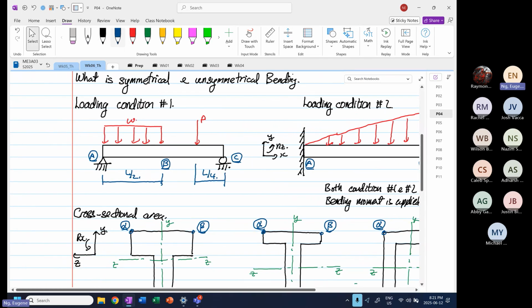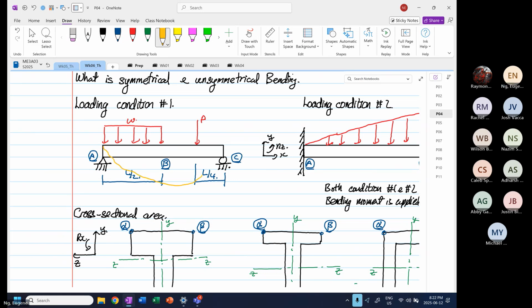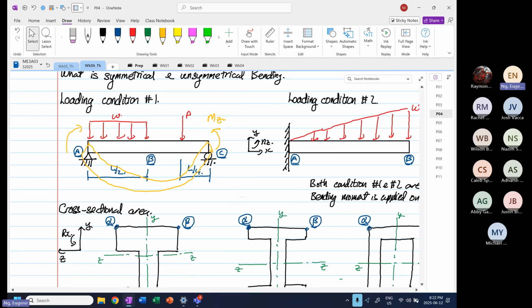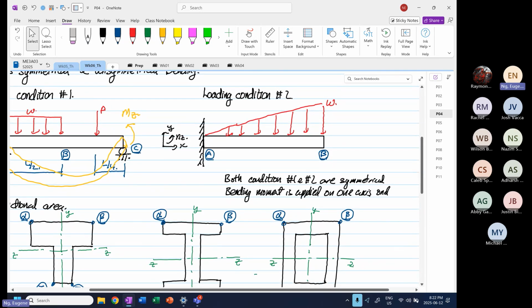If this thing were to bend, if load condition 1 were to bend, this is just a sketch of how the structure will deform. The deformation pattern will look like this. This is just a sketch. So when you look at this, the moment is only applied in the z-axis. Okay. The one on the left-hand side, of loading condition number 2, the deformation pattern looks like this.